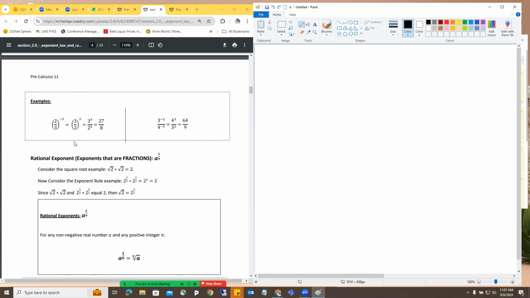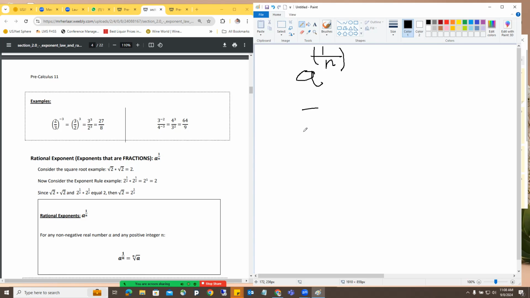Now for the rational exponents, I mean exponents that are fractions. For example, if we have a, the power is a fraction as 1 over n. Now what will happen? There's nothing to 1 over n, the entire thing is a fraction. So for these kinds of situations, we call them rational exponents.